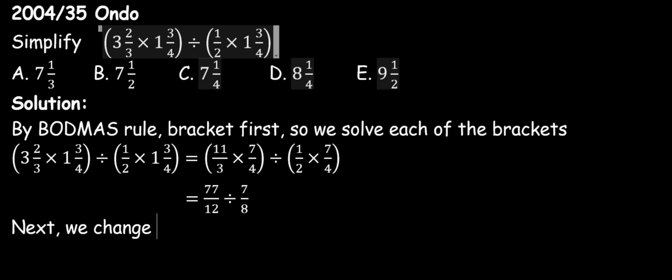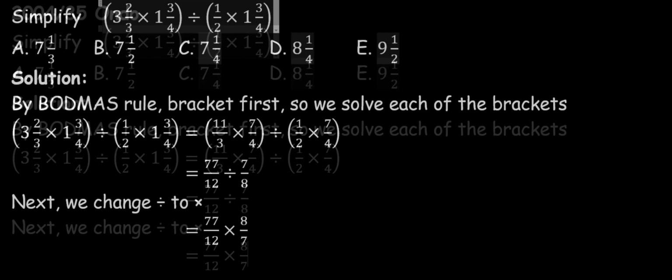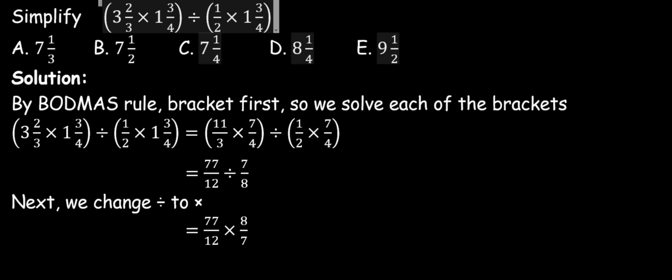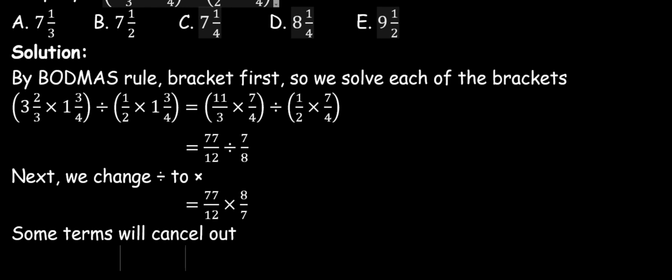Next, we change division to multiplication. And we have 77 over 12 times 8 over 7, instead of 7 over 8. When we are changing from division to multiplication, it inverts. Some terms cancel out, and our result will be 11 over 3 times 2 over 1. That will be the same as 22 over 3, which is the same as 7 whole number 1 over 3.